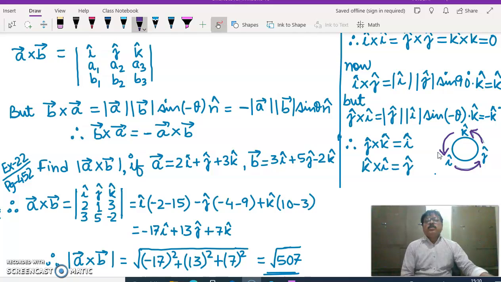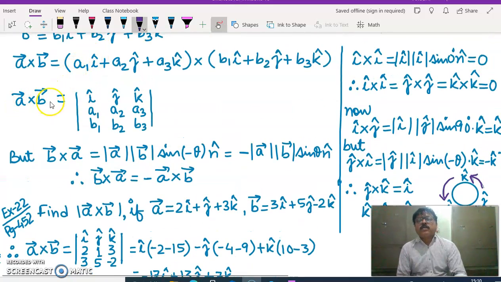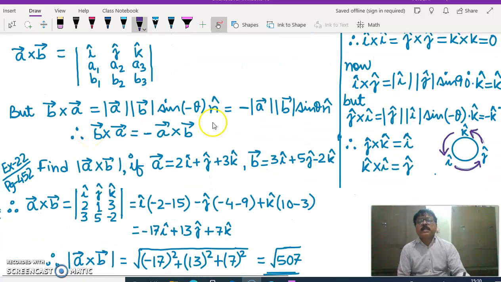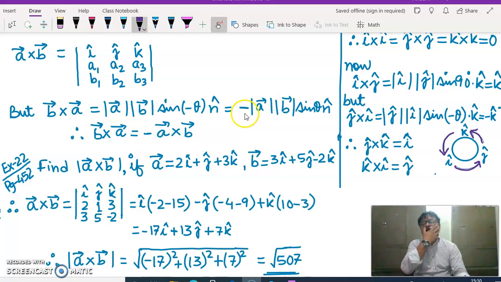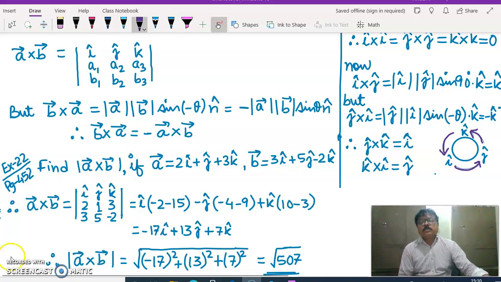Correct. So in this way A cross B can be written as a 3 by 3 determinant with i j k cap written on the first row. We write the A1 A2 A3 components, write the B1 B2 B3 components, expand, and you'll get the answer. But if you talk about B cross A, it will be magnitude of A, magnitude of B, and the angle between the two. Now it is the opposite of that angle, so it is minus A cross B. Okay. So B cross A is basically minus A cross B, as we have seen in terms of i cross j and j cross i also.